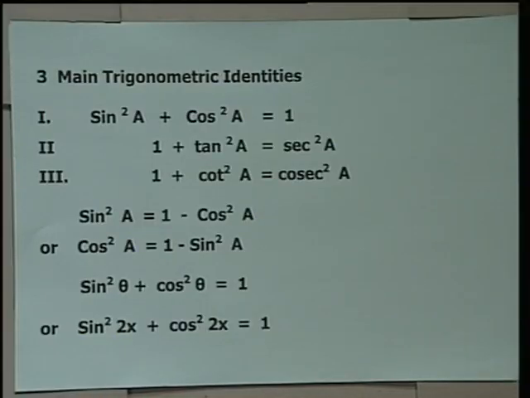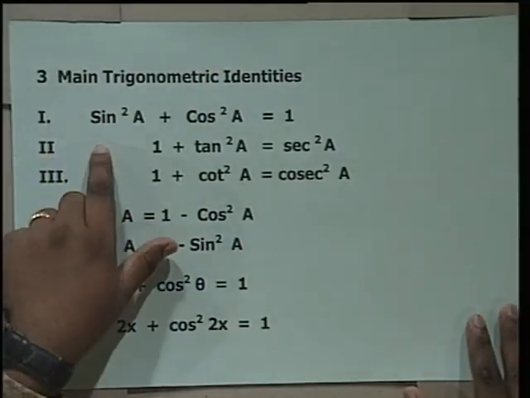We are now going to look at the three main trigonometric identities. There are many trigonometric identities, in fact, that you will meet in trigonometry. But these are the three main trigonometric identities which you can use without proof to prove other trigonometric identities or use them to solve trigonometric equations. Let's look at them.